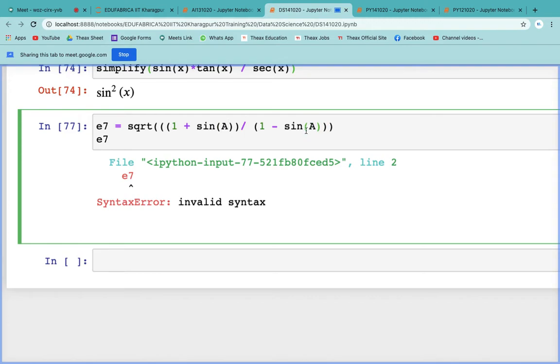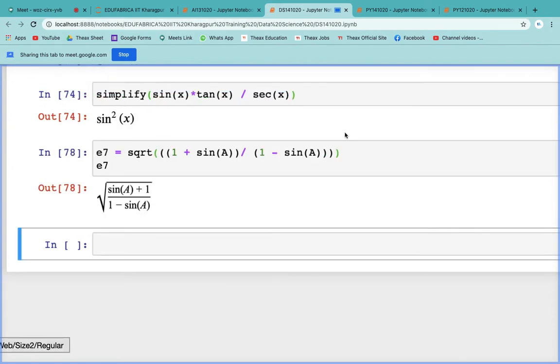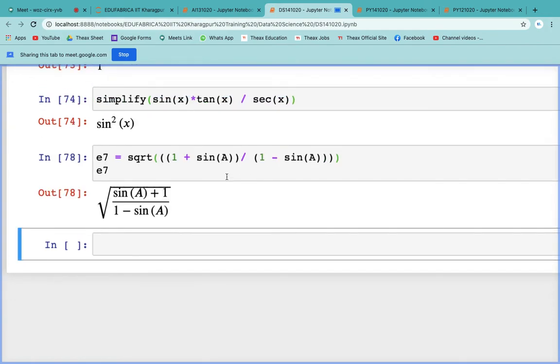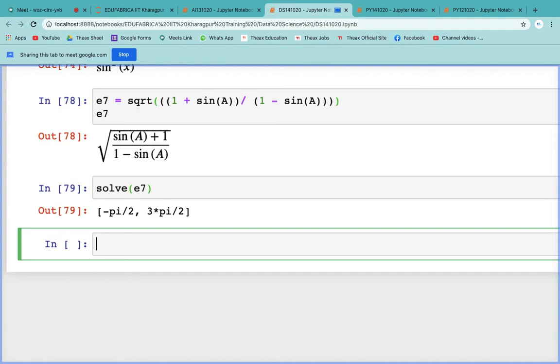I'm using one more bracket or less than one bracket somewhere. One plus sine A, one minus sine A. What is the result? This question is very common, right? You'll find this question in 10th standard, 9th standard, everywhere. RS, RD, ML, anywhere. HC, everywhere. So if you use solve of E7, minus pi by 2, 3 pi by 2, that's the results. Easy.